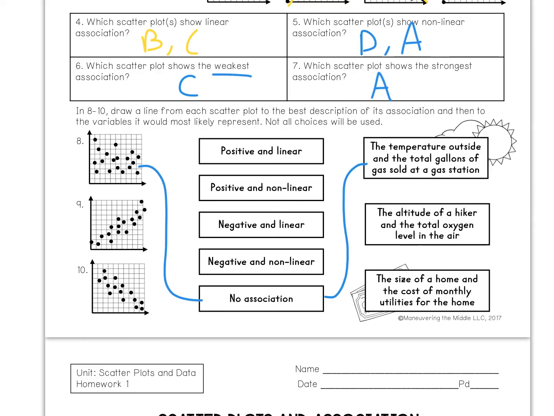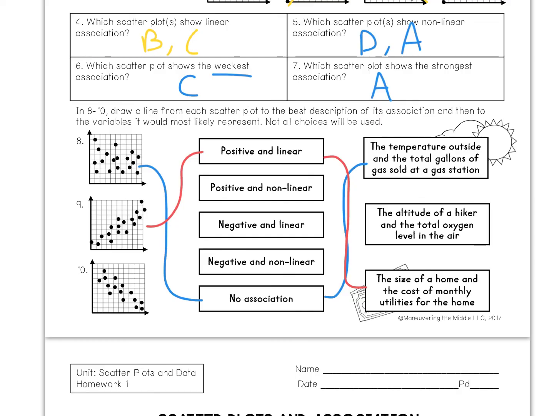Rylan, what about number 9? What'd you get? Positive, linear. Okay, positive and linear. And then which of the things on the right do you think goes with that? Size of the home. Yep, because the bigger the home, the more utilities will cost.